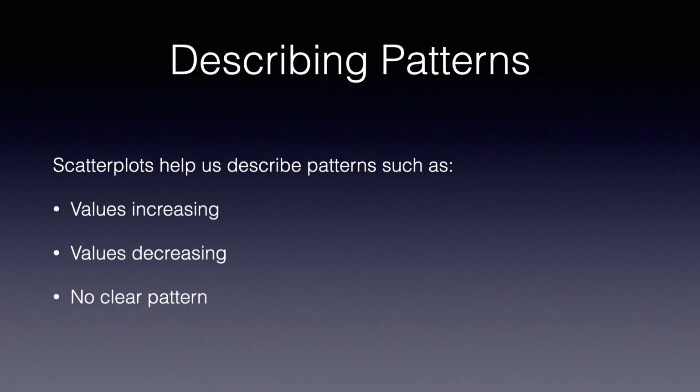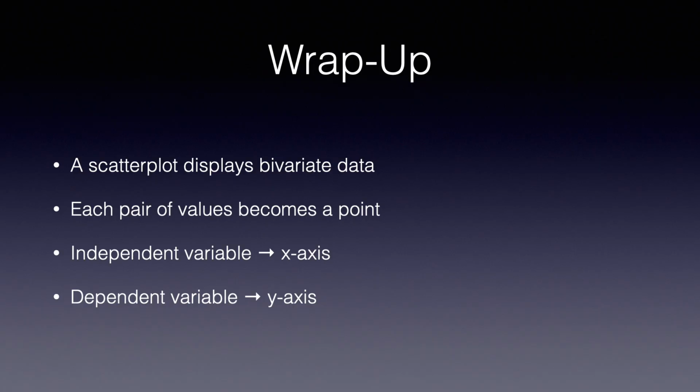So, what did we learn from this lesson? We learned that a scatter plot is a display of bivariate data. Each pair of values in our two-column table becomes a point. The independent variable is the value that we put on the x-axis, and the dependent variable is the value that we put on the y-axis. In the next lesson, we're going to classify patterns as positive, negative, nonlinear, or patterns that have no association at all.